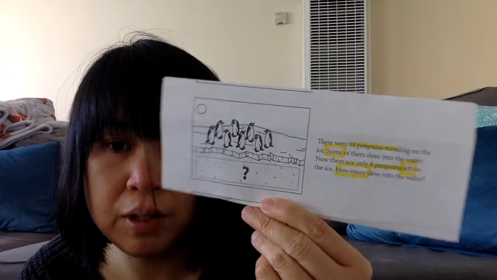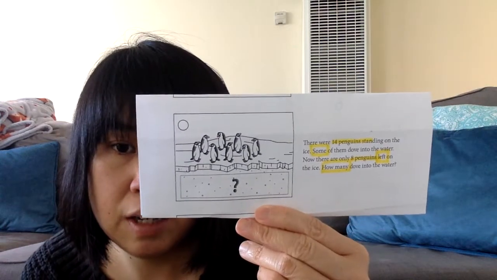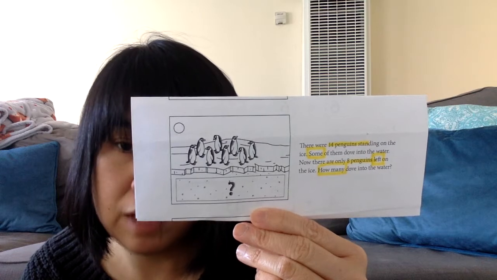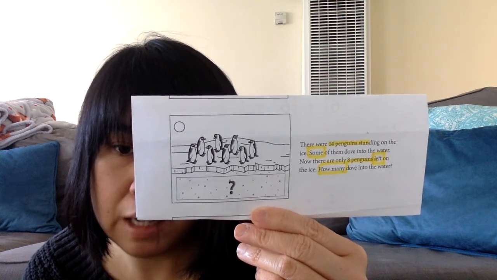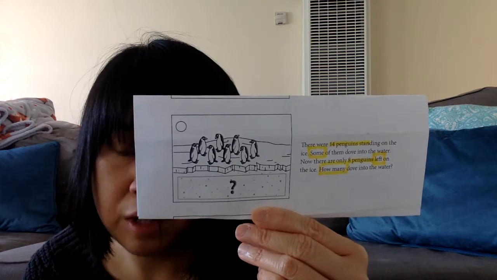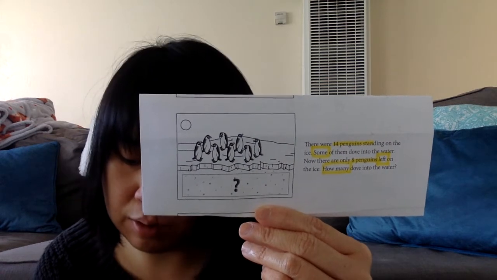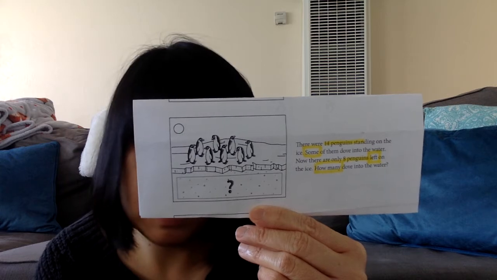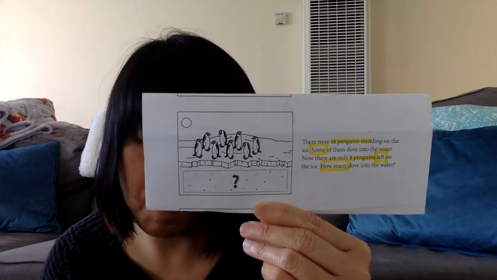All right, we're going to read one more time. So there were 14 penguins standing on the ice. Some of them dove into the water. Now there are only 8 penguins left on the ice. How many dove into the water? So what is this story problem asking you to do? Take a minute to think about it. What do you think this story problem is making you do?